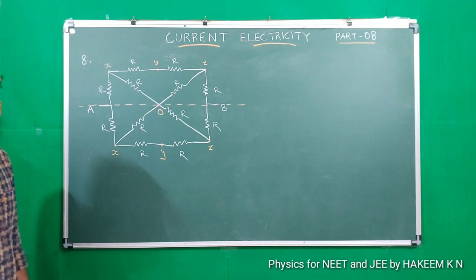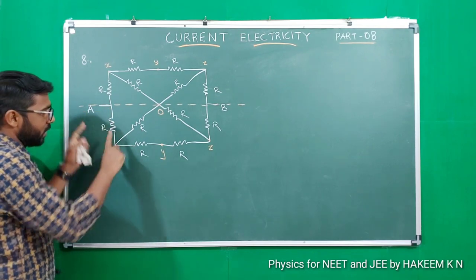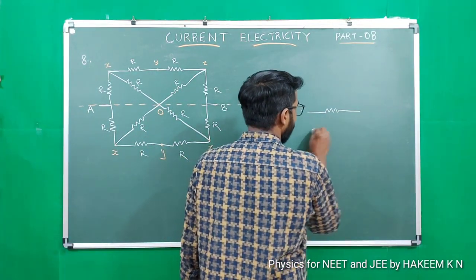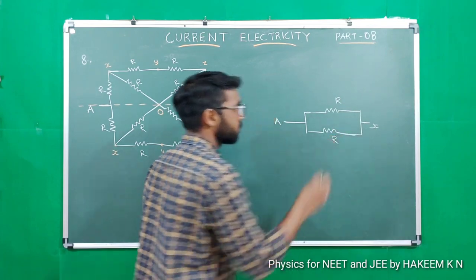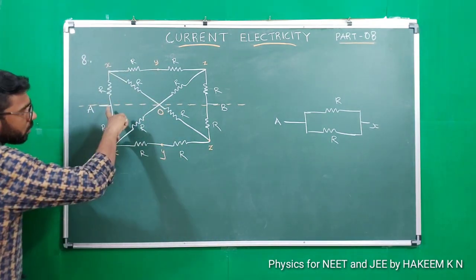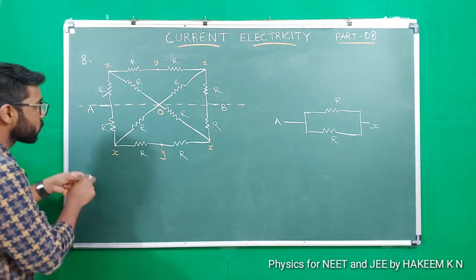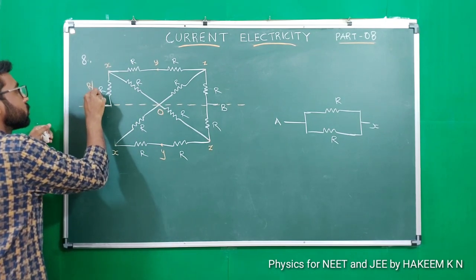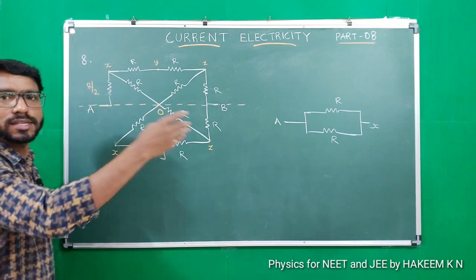Now, look very carefully here. Between A and X, how many resistors are connected? Here one resistor and here another resistor. So we can say between A and X we have two resistances effectively, like this. Here it is A, here it is X, R. Then what will be the effective? R by 2, right? Taking the effective of these two resistors, we will get R by 2. So I am removing this resistance and writing here R by 2, because the effective of the two resistors between A and X is R by 2.